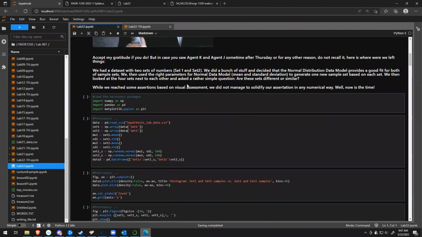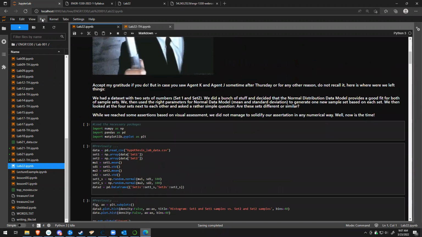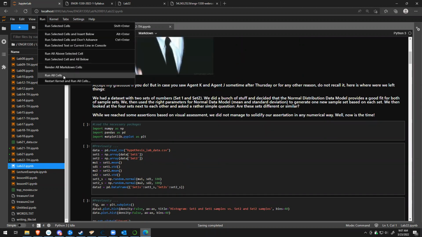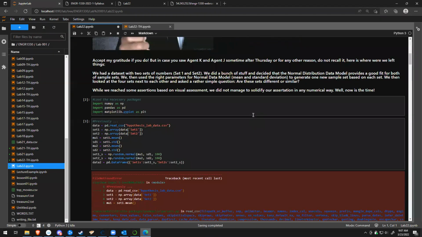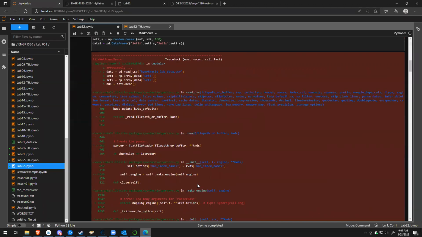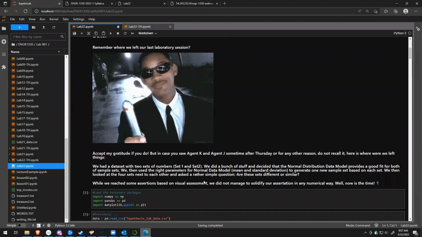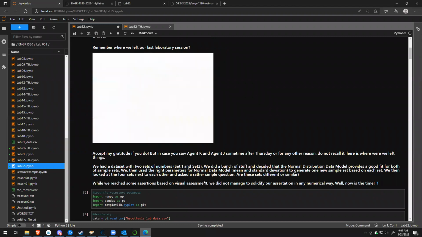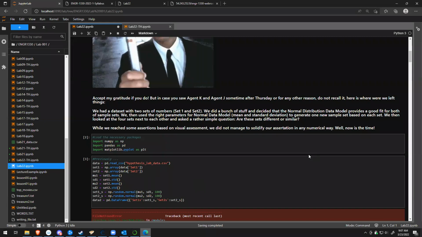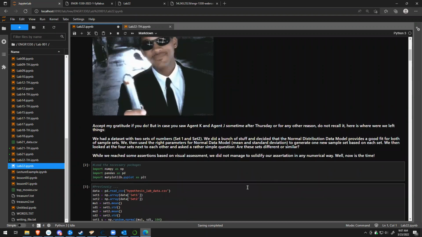If we think back to the last lab, make sure everything works again. There. Let me think. Think back to the last lab. We had 2 sets of data, and we did a bunch of stuff and decided that the normal distribution data model gave us a good fit for both of them. We did this based on just visual assessment, and we didn't actually do anything to verify that. And now we're going to change that.